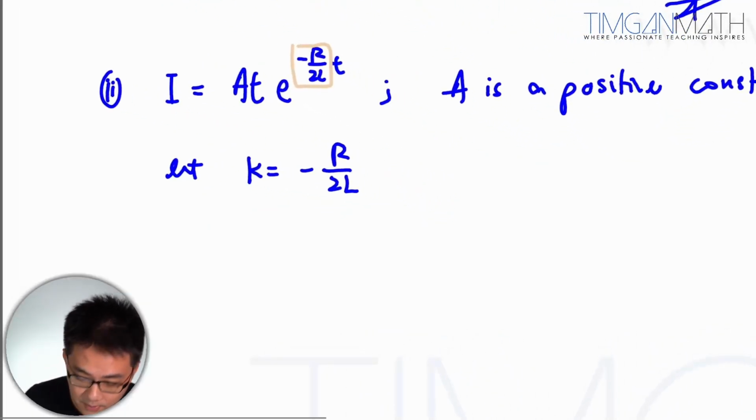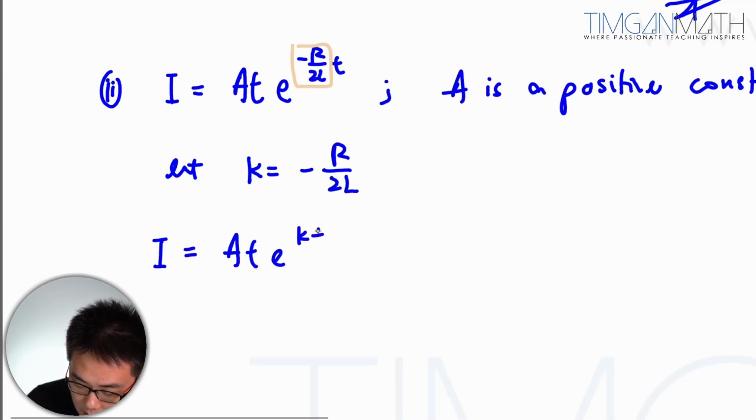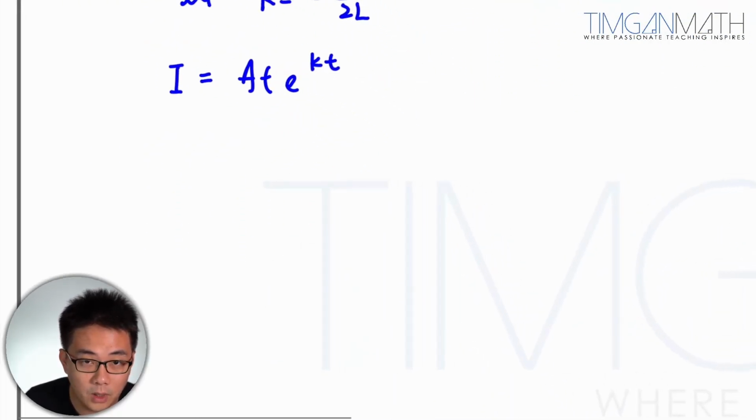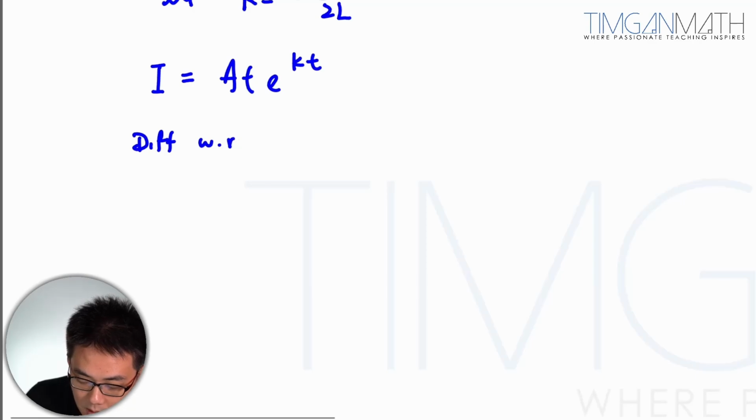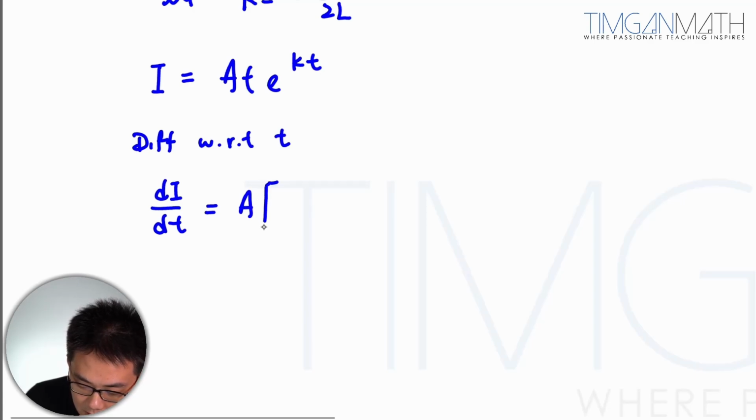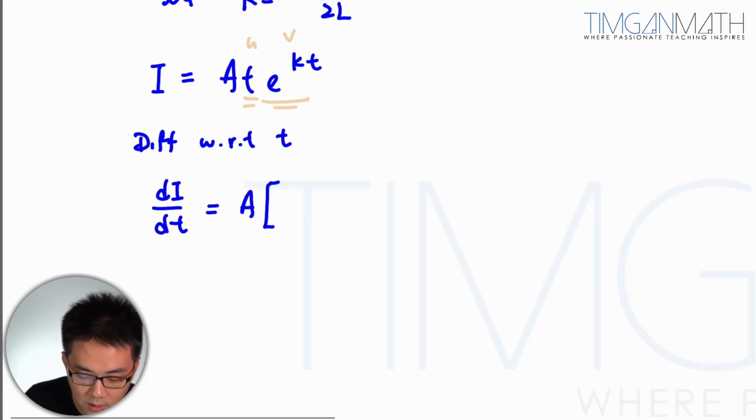So hence I would just be A e to the kt. Be very, very careful when you differentiate. We need a first derivative and second derivative. Differentiate with respect to t. dI over dt will just be a product rule. So just slowly do it. This part here, let this be u and this be v. So it is u dv over dt.